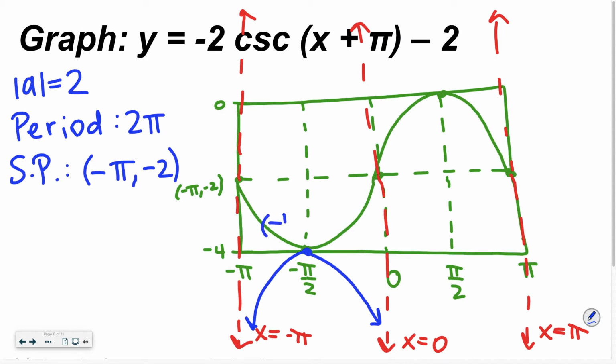So this is at negative pi over 2, negative 4. And then we have this u up here at pi over 2, comma 0.